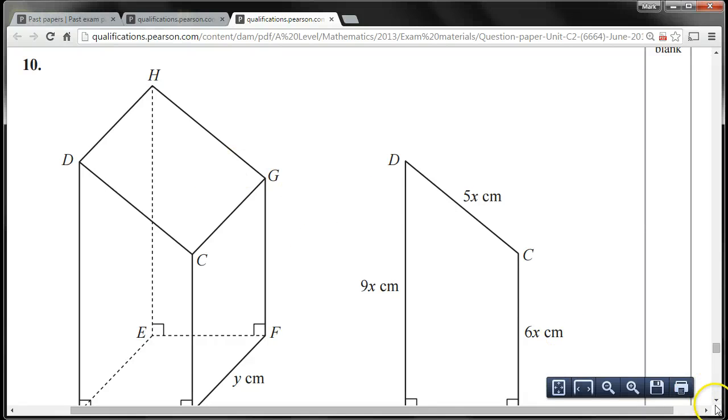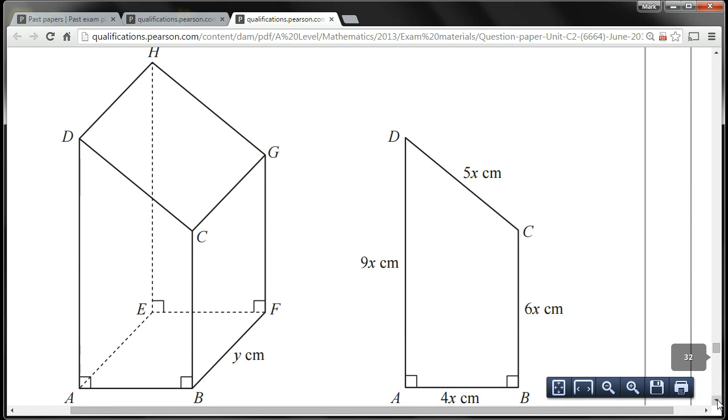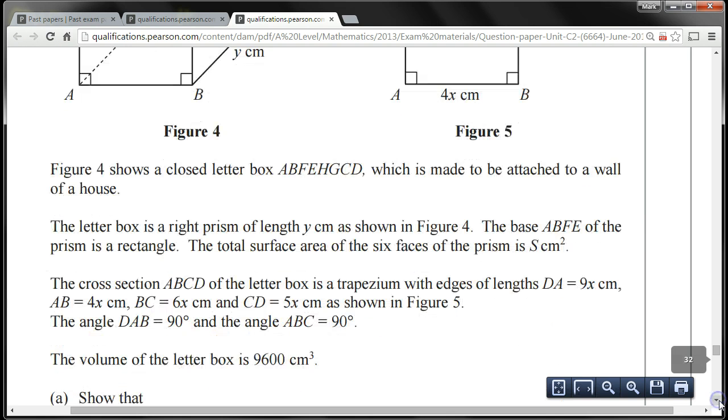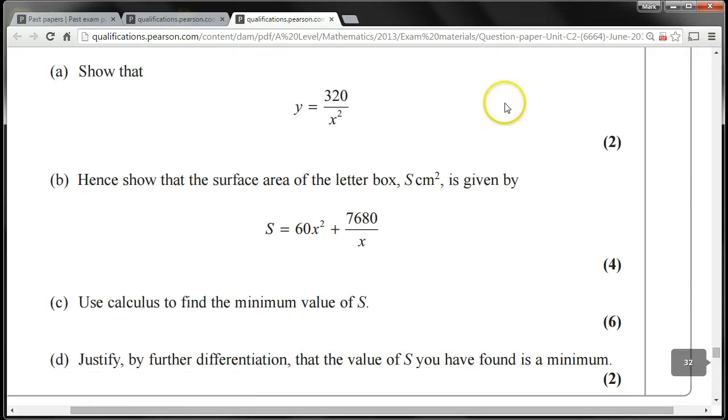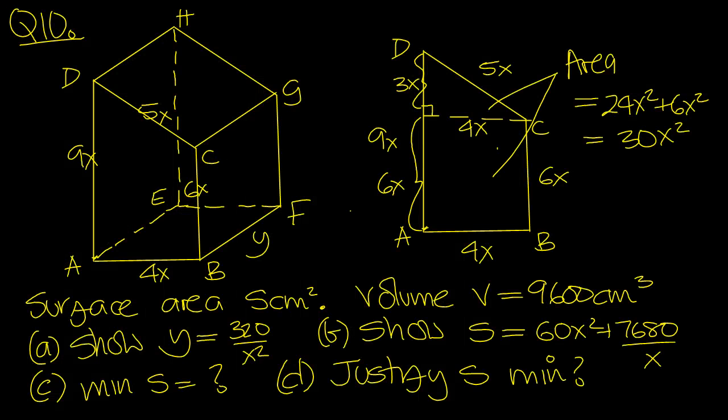Here's the question then. Question 10, here's the picture. That's the bump which goes with the picture. It's all in the picture. The volume is 9600. The surface area is S. A, B, C, D, there's the parts. So I've got it all summarized here. And let's have a go at it.